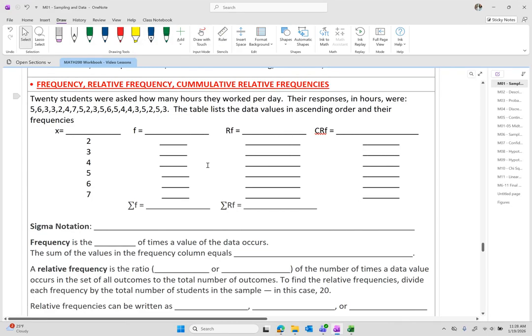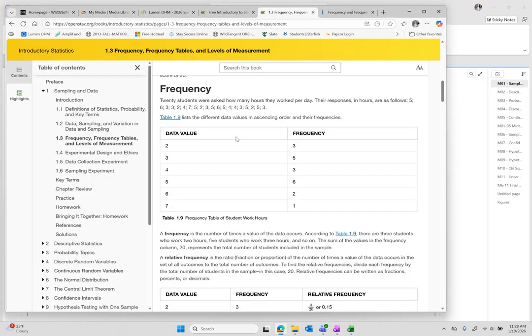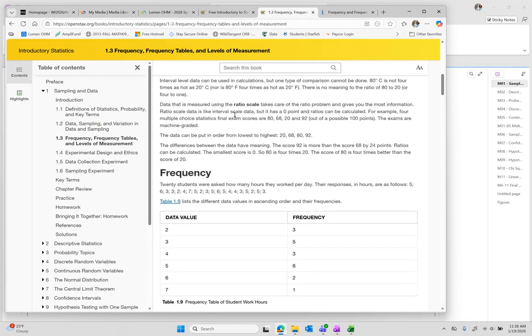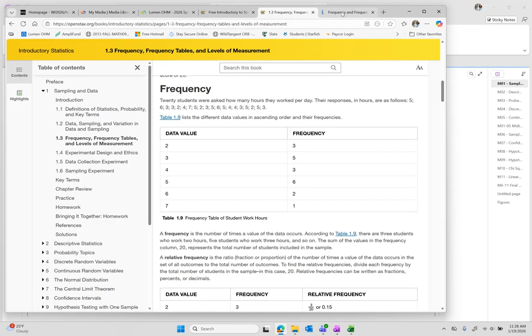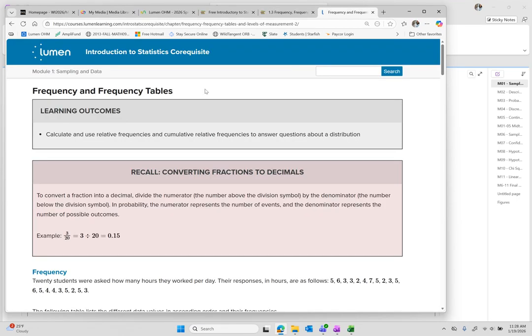The next part of section 1.4 in our workbook refers to frequency, relative frequency, and cumulative relative frequency. In terms of our book, the OpenStax book has that chapter in section 1.3. And if you scroll beyond the levels of measurement, then you will get into the frequencies. And the Lumen Intro to Statistics with Corequisite has an additional link after the levels of measurement in Module 1 titled Frequency and Frequency Tables.